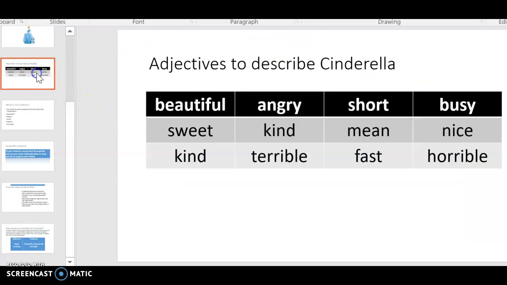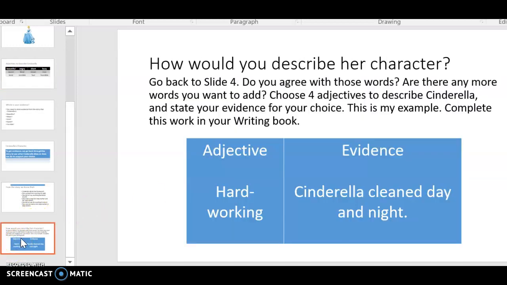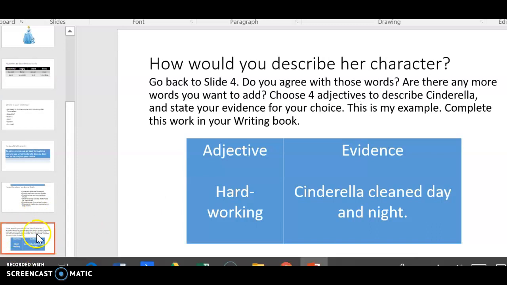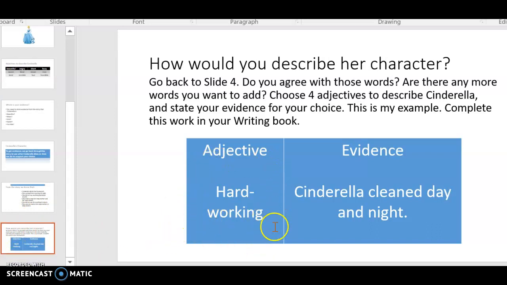Go back to slide 4. Beautiful, angry, short, busy, sweet, kind, mean, nice. Where is our evidence to support that? So I have chosen one adjective to give you an example. So my adjective is Cinderella was hard-working. My evidence for her being hard-working is Cinderella cleaned day and night. That's working all day and all night cleaning.